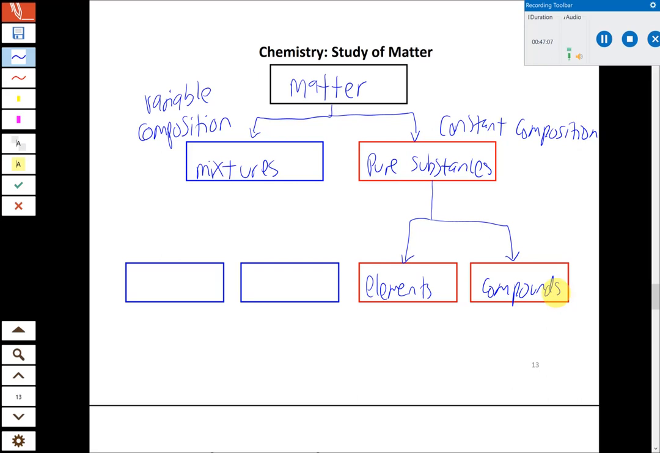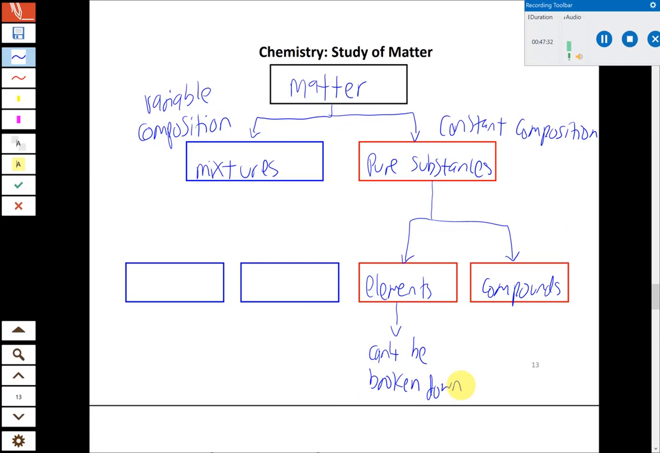All right. So an element is what we call a fundamental substance. It cannot be broken down into any simpler substance. We're going to get the more atomic level definition of what an element is a little bit later, but it's a substance that can't be broken down any further. It's the fundamental building block of all other substances.